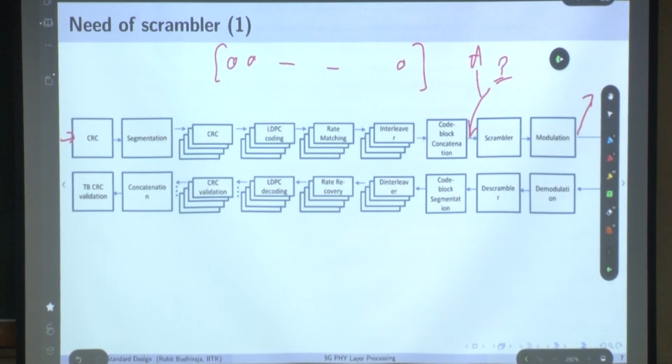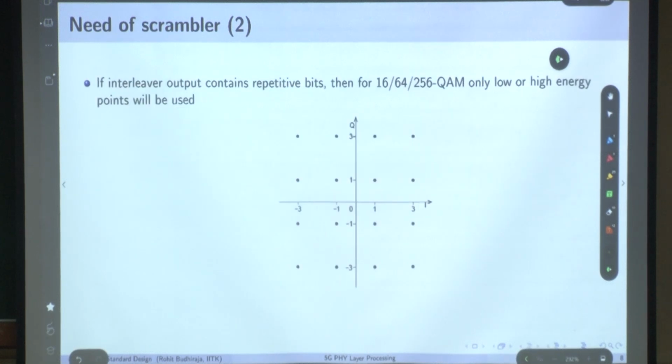So what is the scrambling doing for you? It randomizes that bit sequence. And once it randomizes, you will transmit on an average all these constellation points. And if you are transmitting all these constellation points, then the average energy reduces to unity. That's the idea: the scramble sequence is used to introduce randomness in the sequence.